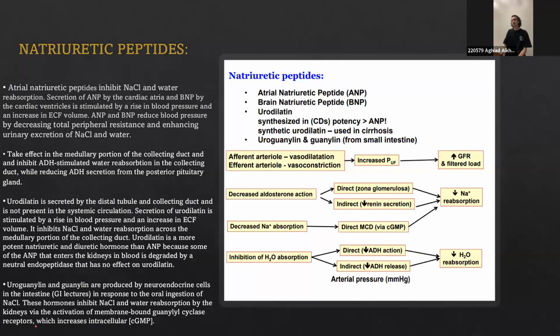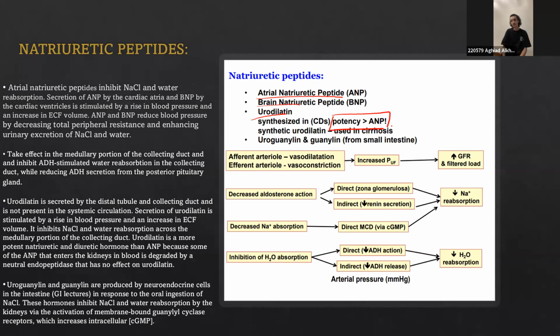So now we're going to talk about the natriuretic peptides. We have the atrial and brain natriuretic peptides. We have urodilatin, right? And here Dr. Shams emphasized that it's more potent than atrial natriuretic peptide for a reason we're going to state right now. You have uroguanilin and guanilin. So I'll read the slide first and then explain everything.